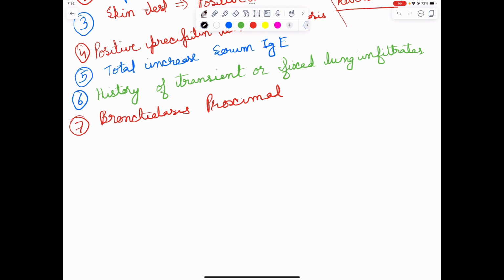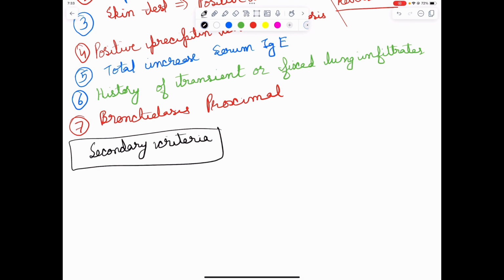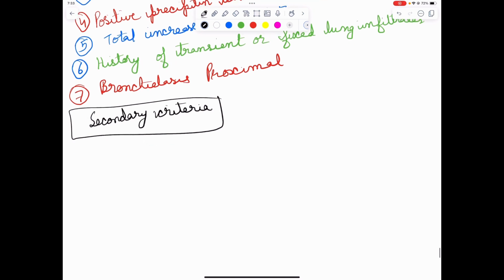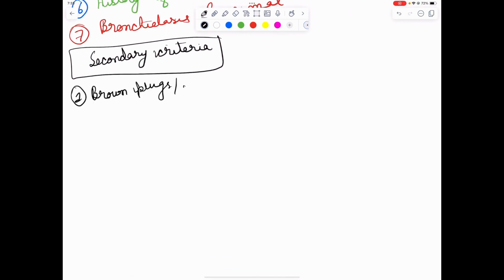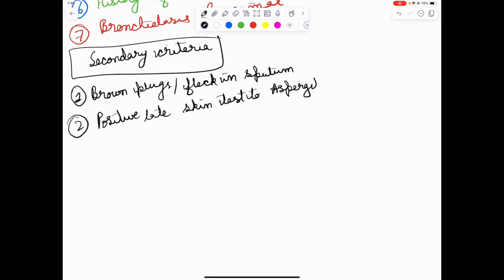Now what is the secondary criteria? The question was asked regarding which are the primary criteria and which are the secondary criteria. In secondary criteria, you should remember that localized or non-specific reactions would be taken into consideration. There are brown plugs or flecks in sputum, and there will be a positive late skin test to aspergillosis. This is what the aspergillosis criteria would contain.